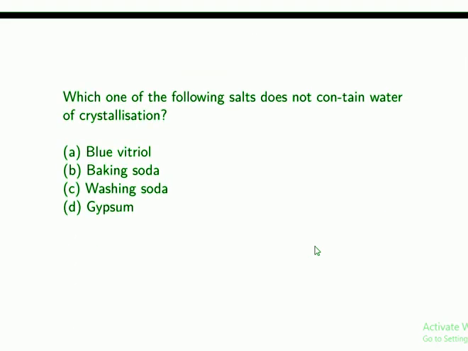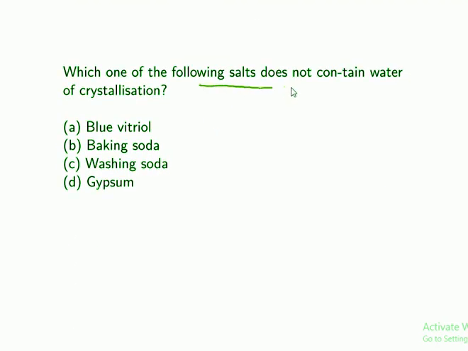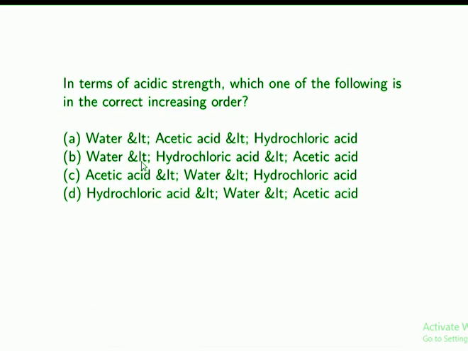Next question: which of the following salts does not contain water of crystallization? In these four options, you are not going to get water of crystallization in one. What is that? Your answer will be B. That is nothing but baking soda. In crystallization, you are not going to get the water. So B is nothing but baking soda.